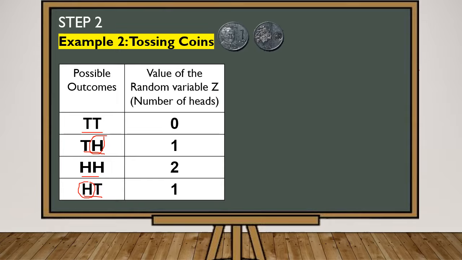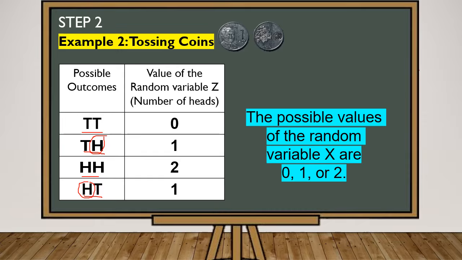Okay? So, what do you think are the possible values for our random variable, the number of heads? When you toss two coins, what are the possible values for the number of heads? So the possible values of the random variable x are 0, 1, and 2.